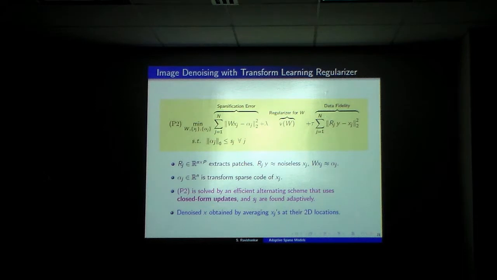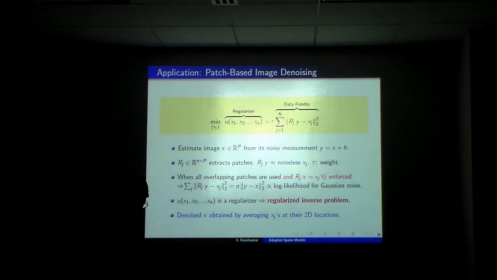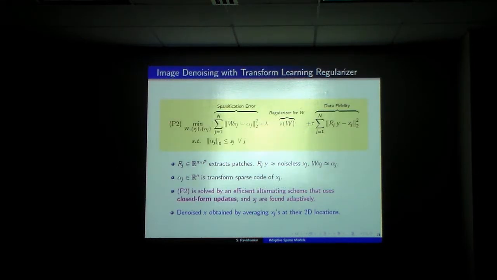So now we are going to apply transform learning to image denoising. How do we do that? We replace the unknown regularizer in our previous slide, the U function, by the transform learning cost function. So when you do that, you get this more complicated denoising problem. You have the sparsification term, the regularizer on the transform, and the constraint on the sparse codes coming in once you add the transform learning regularizer.